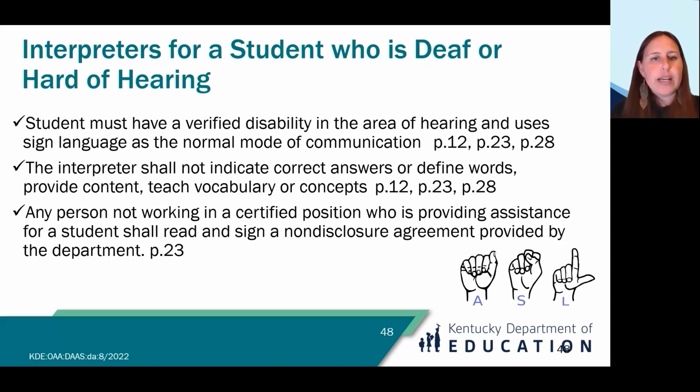Interpreters for a student who is deaf or hard of hearing. The student must have a verified disability in the area of hearing and use sign language as the normal mode of communication. An interpreter shall not indicate correct answers or define words, provide content, teach vocabulary or concepts. Any person not working in a certified position who is providing assistance for a student shall read and sign a non-disclosure agreement provided by the department.